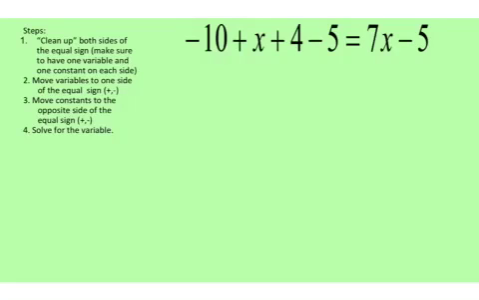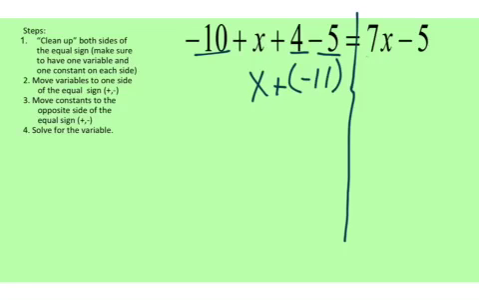All right, so let's try our steps again. The first one is to clean it up on both sides of the equal sign. Let's see if we can do that. All right, so when I look at this, I have negative 10 plus x plus 4 plus negative 5 equals 7x minus 5. Well, this side over here is just fine the way it is, but on this side, I have some constants that I need to combine. Negative 10 plus 4, negative 5. Okay, so when I combine those like terms, I have x plus negative 11 equals 7x minus 5.